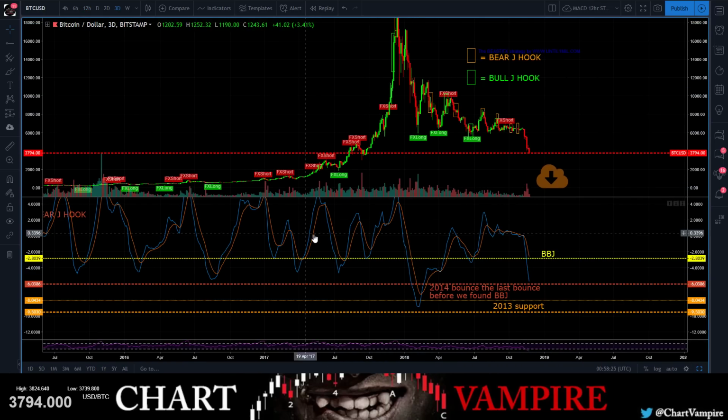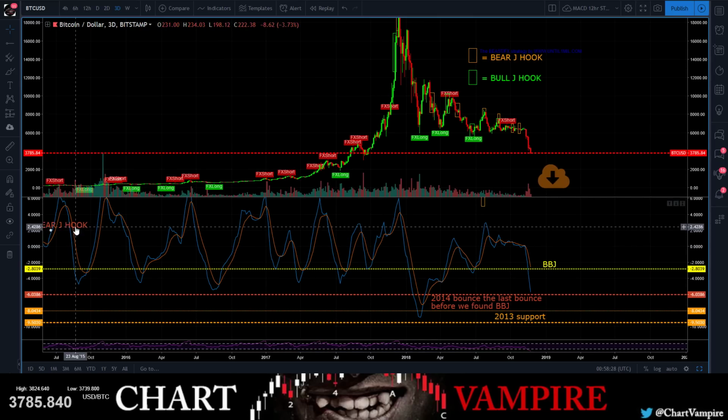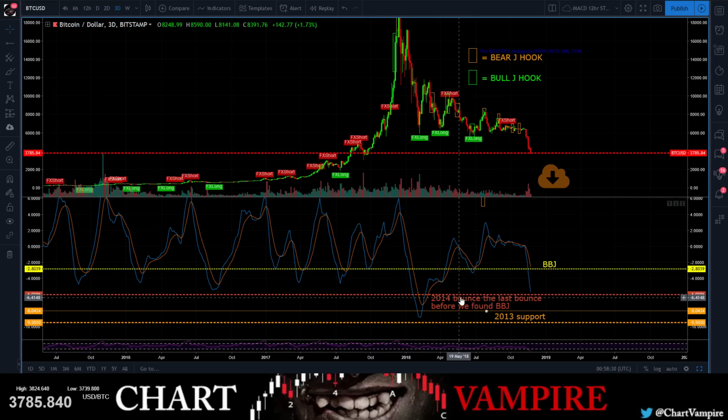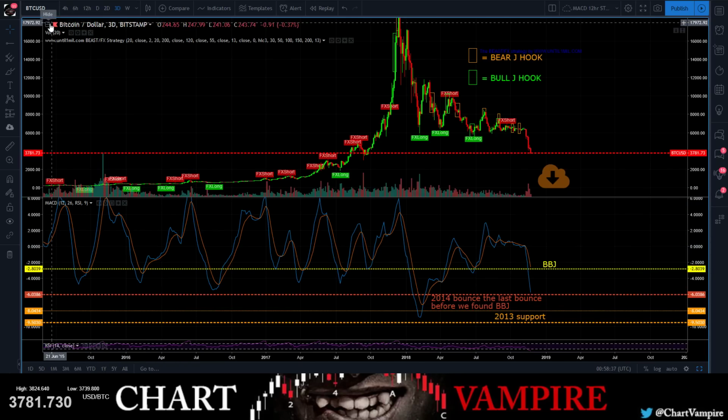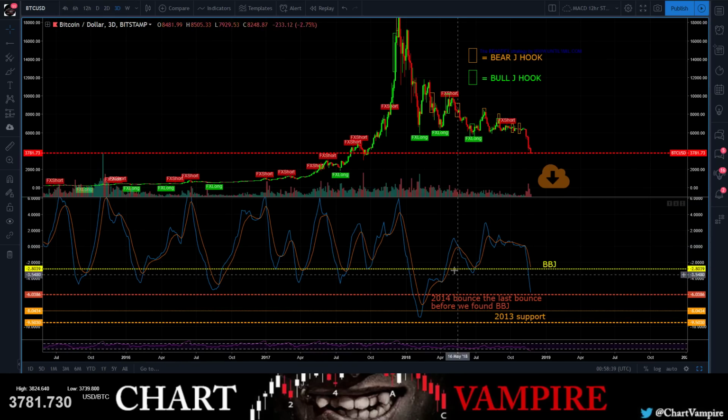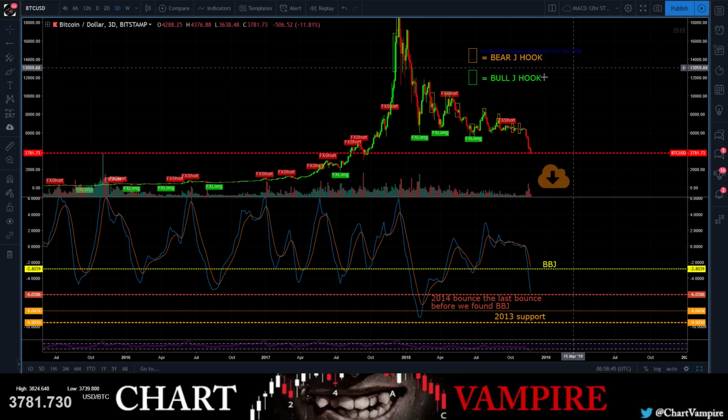You don't have to put the MACD on it, but I would recommend putting the MACD on this baby. So I have the MACD, this is just standard MACD, right? Or is this MACD with RSI? Yeah, MACD with RSI on here. Okay, you have your bounce levels historically. There's the 2014, there's the 2013 levels right there.